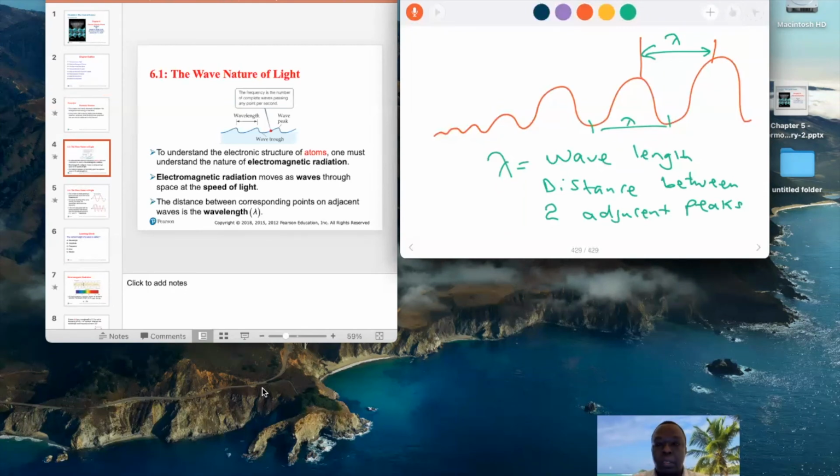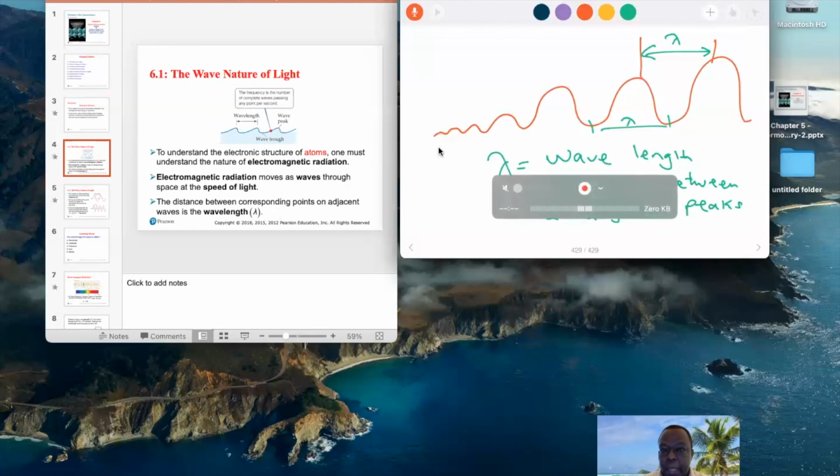So light, whether it is coming from the fluorescent lamp or the bulb in your home, is coming in the form of a wave. Light behaves like a wave, it has a wavelength. It is part of electromagnetic radiation moving through space with a known speed.